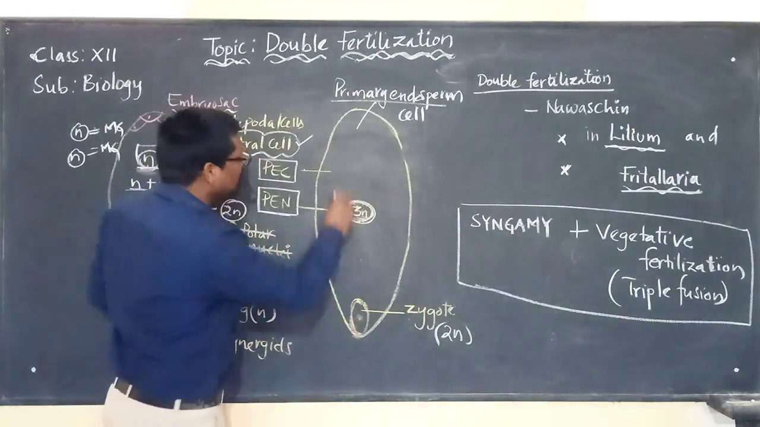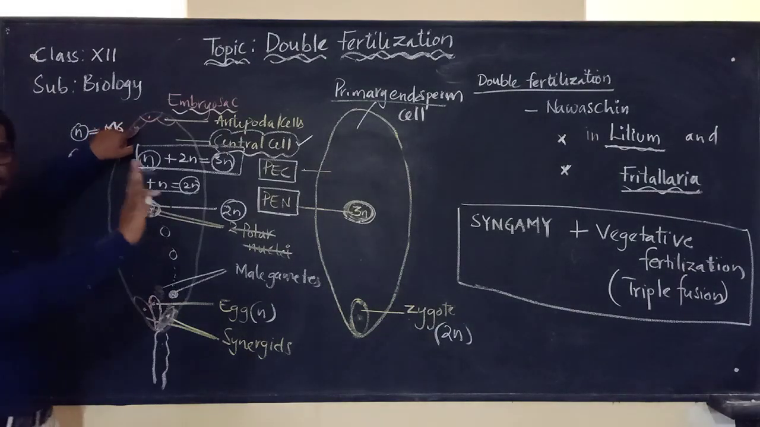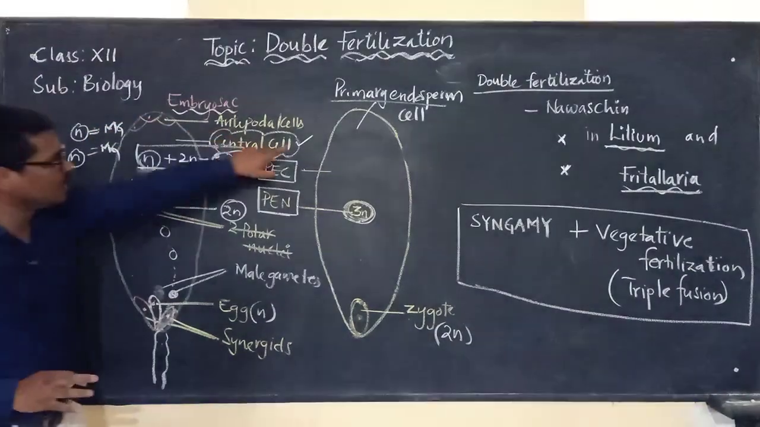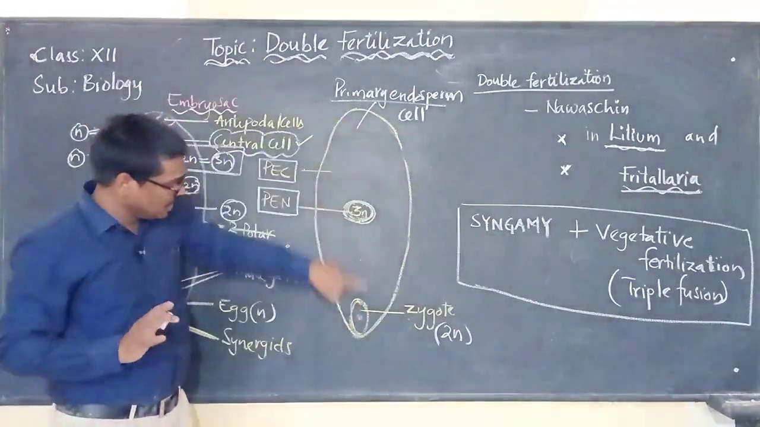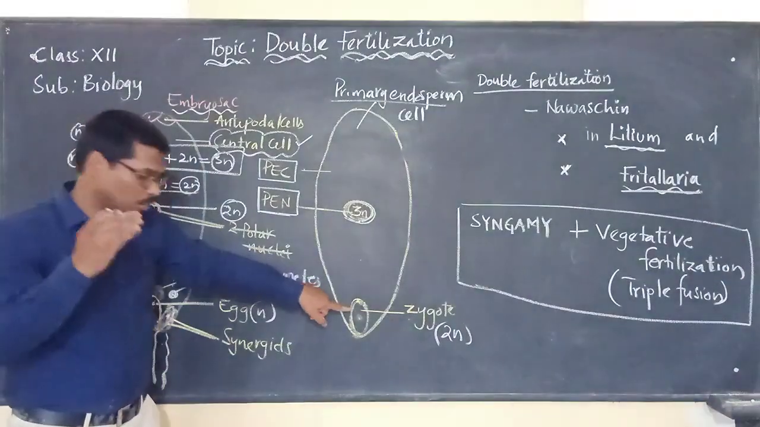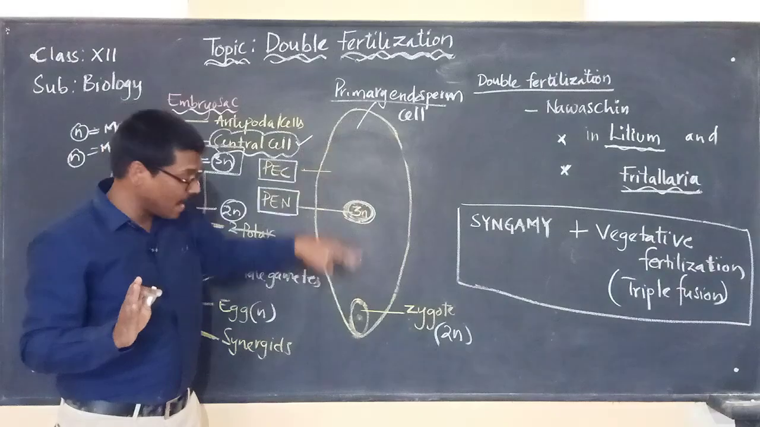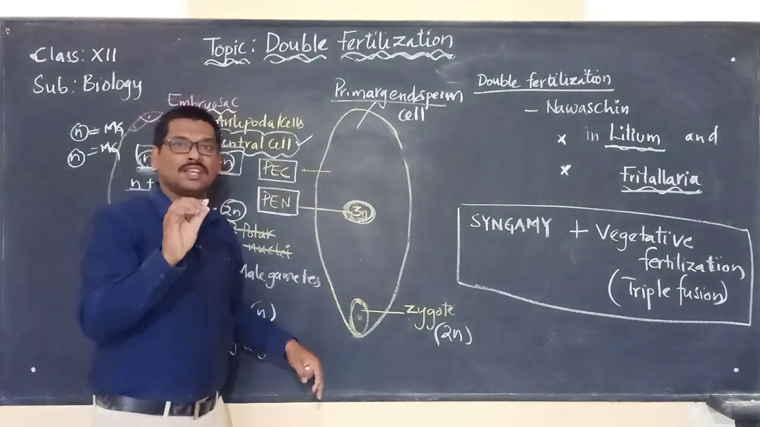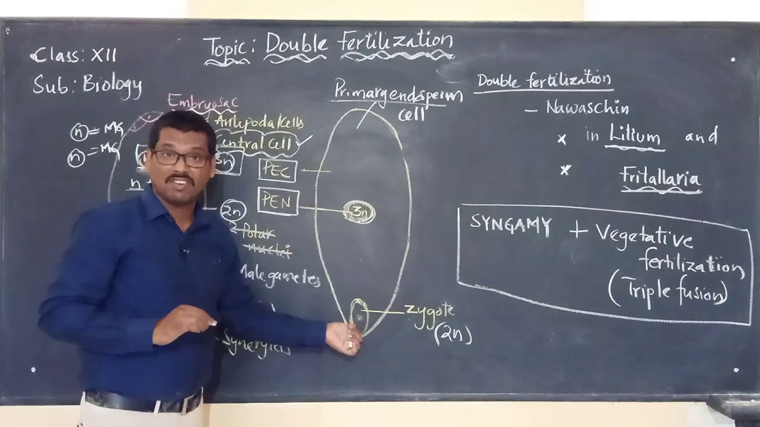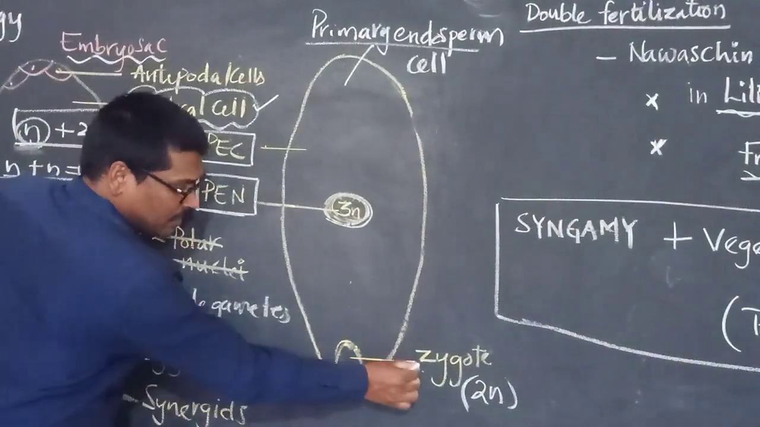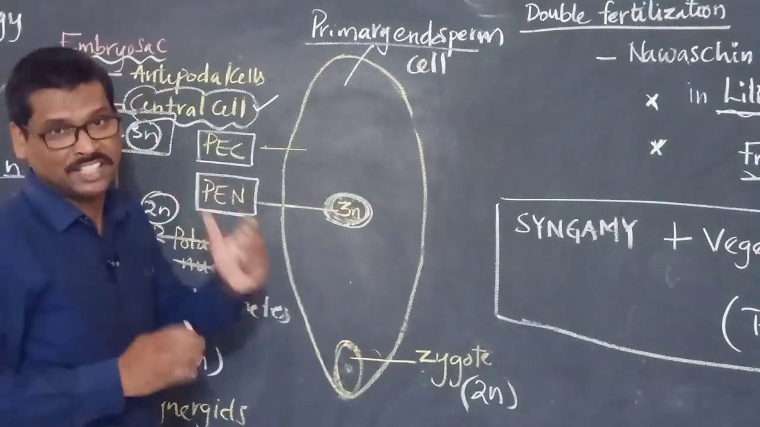The last point you have to keep in mind is that once the double fertilization has occurred, the zygote is formed and there are no antipodal cells here, which means the antipodal cells have completely disappeared. There are no synergids either; both synergids also completely disappeared. So the antipodal cells and synergids are used as nourishment by the developing zygote.